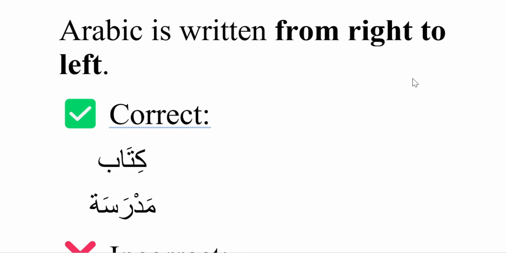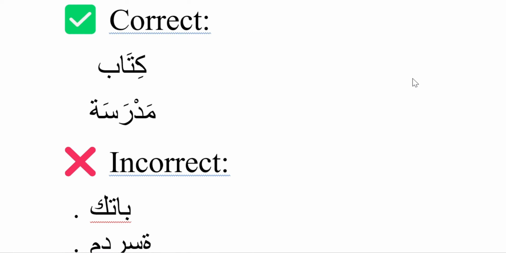Also, for reading, if you want to read a sentence or a word, you always have to start from the right. For example, here we have this word, kitab, which means a book. So we start from the right here and we go to the left. Ki, ta, kitab, a book. Okay.